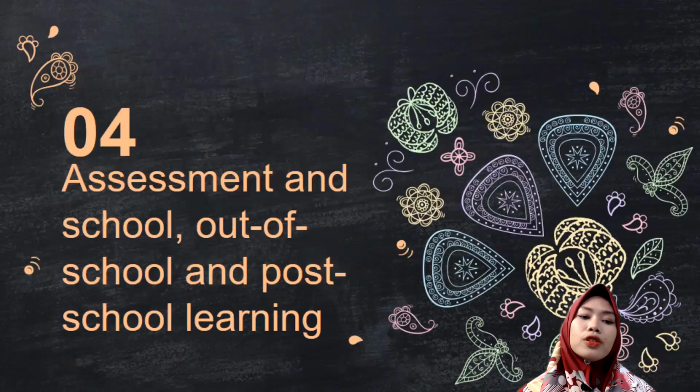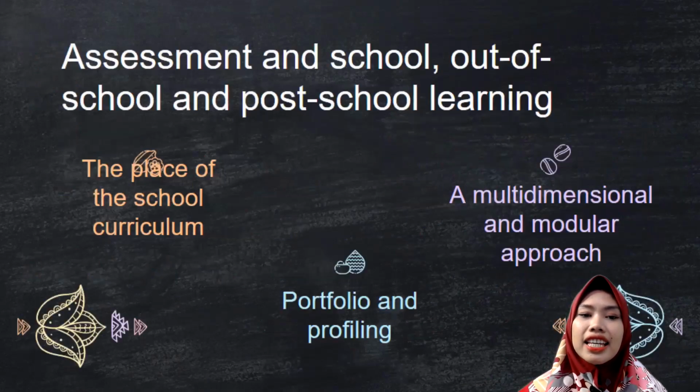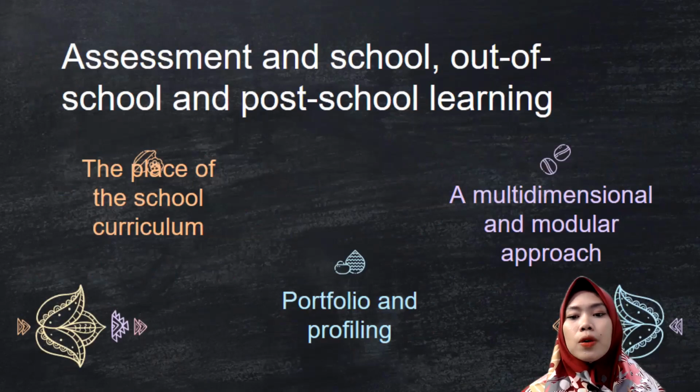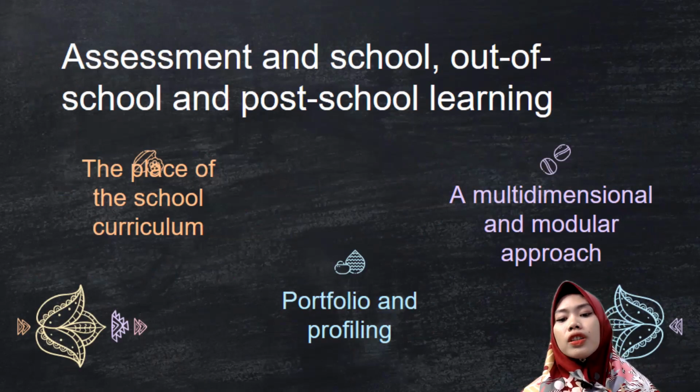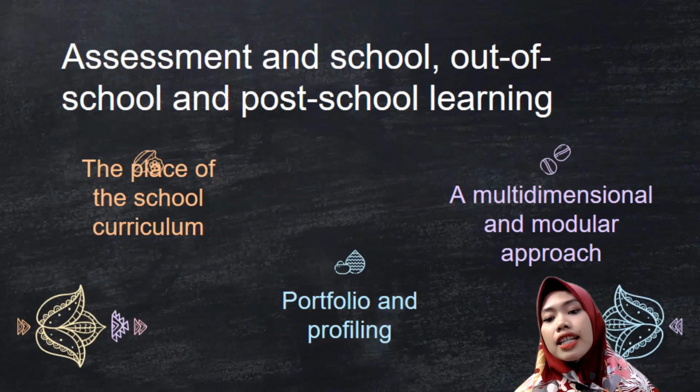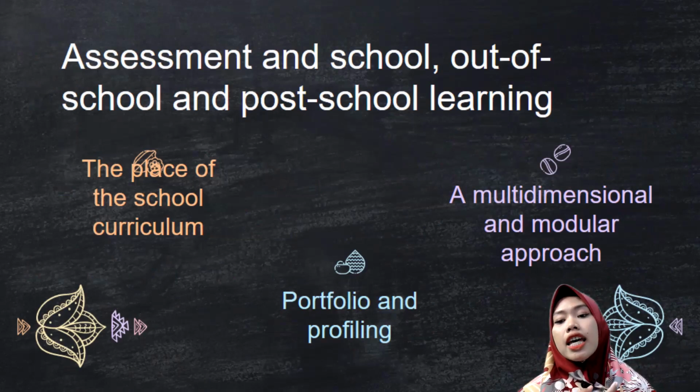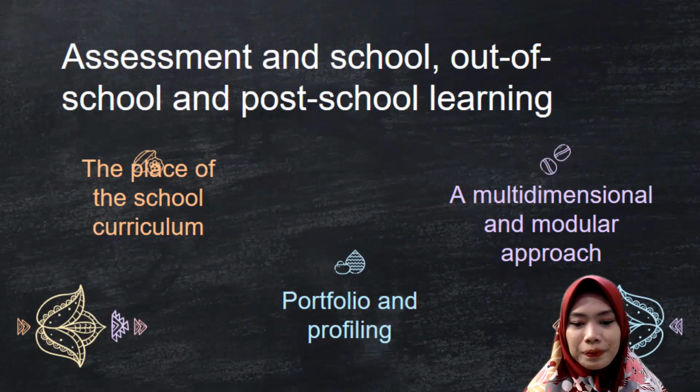And number 4, assessment and school, out of school, and post-school learning. Okay, assessment and school, out of school, and post-school learning is divided into 3. The first is the place of the school curriculum. The second is portfolio and prevailing, and the third is a multi-dimensional and modular approach.